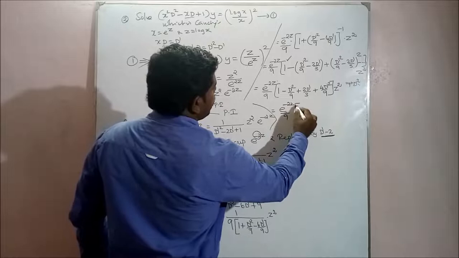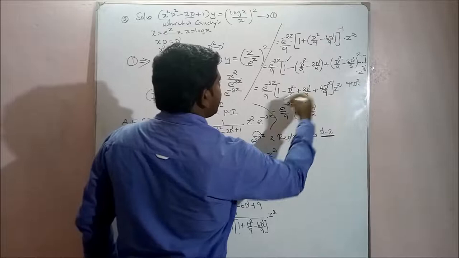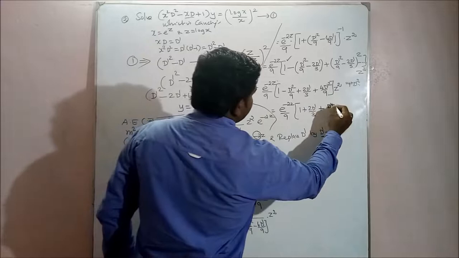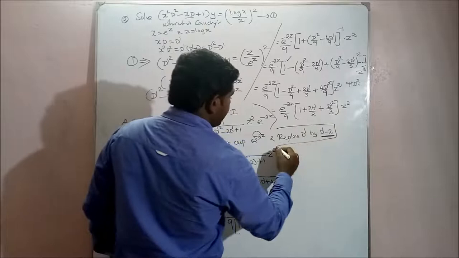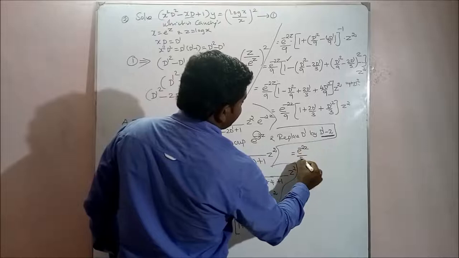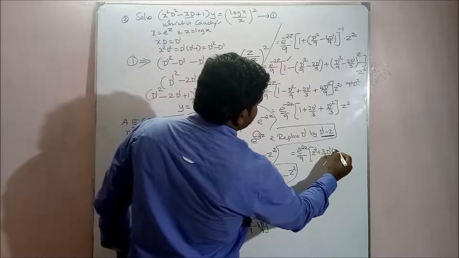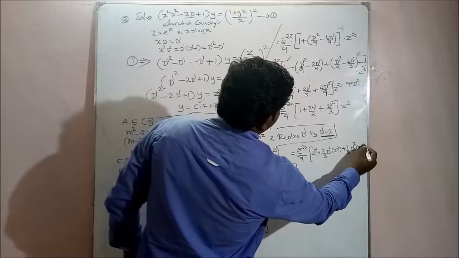So 1 plus 2D dash by 3. So idhu rendu term simplify pannom appdina 3D dash square by 9 plus D dash square by 3, appdina so z square. Appuram indha z square multiply simplify pannunga. So e power minus 2z by 9 into z square plus 2 by 3 into D dash of z square plus 1 by 3 into D dash square of z square kadaikum.